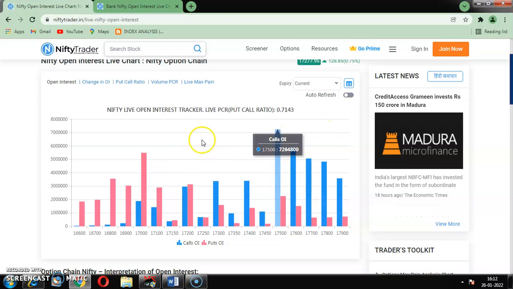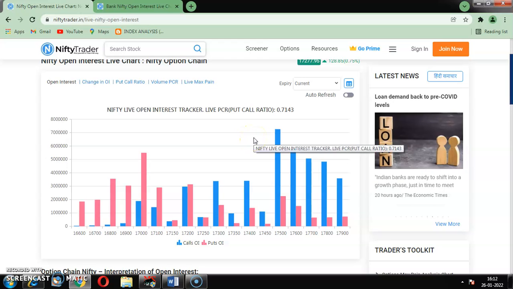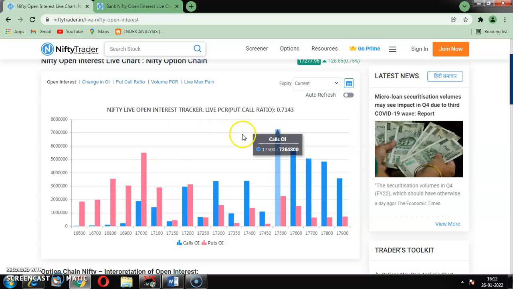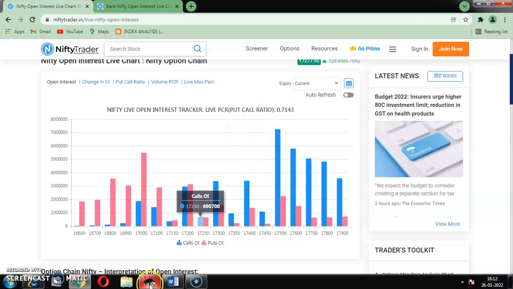So based on the Nifty option data, we can say the Nifty's range within this week would be 17,500 to 17,000, right? But the data is not positive, the data is negative. So right, now let me once again go to the chart.